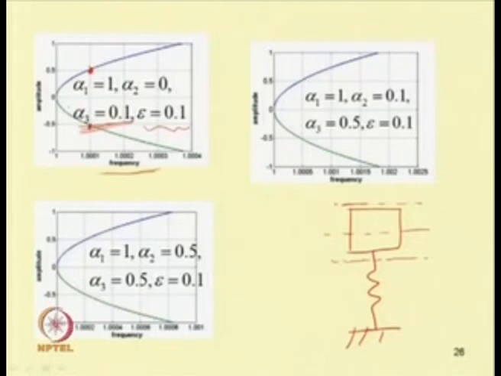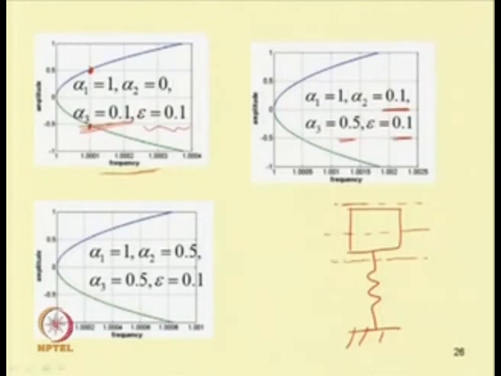Second, let us take, in this case we have seen this, and now if you take alpha 1 equal to 1, alpha 2 equal to 0.1, and then alpha 3 equal to 0.5. So, this is the third case we are taking, and epsilon equal to 0.1.